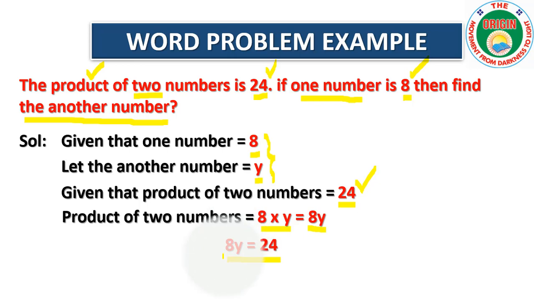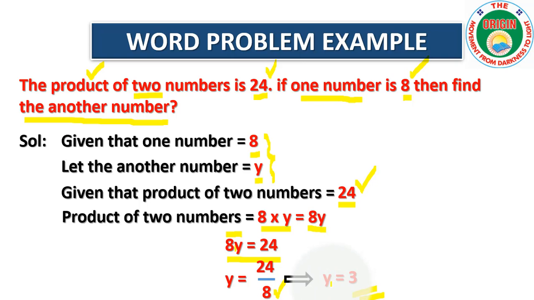If you transpose 8 to that side, these two are under multiplication. If you transfer 8 to the RHS, it is converted into division. Multiplication is converted into division, and division is converted into multiplication. Addition is converted into subtraction and subtraction is converted into addition. Here it is multiplication, so 8 is converted into division. That is why y equals 24 by 8. 8 ones are 8, 8 threes are 24, so y equals 3.